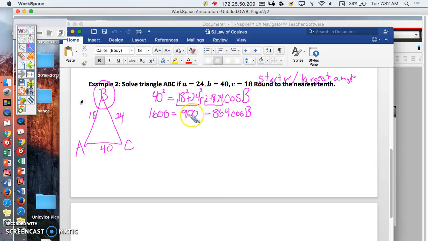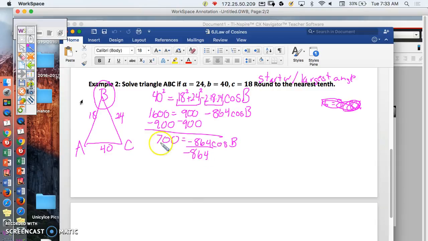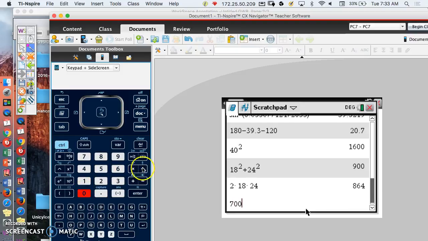And now we have to solve for the cosine of B. Again, this is multiplication, so we can't subtract those. It's kind of like saying we're solving 16 equals 9 minus 8x. We would never do 9 minus 8 is 1x. We have to isolate that x. So we're kind of isolating the cosine of B. So minus 900. So we have 700 equals negative 864 cosine of B. Divide by negative 864. So now we have 700 divided by negative 864.